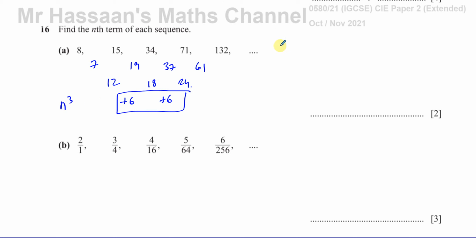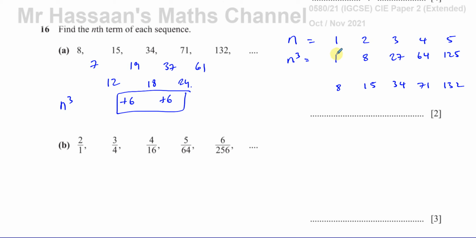So I'm going to write n equals 1, 2, 3, 4, 5. We have 5 terms. I'm going to write n cubed. 1 cubed is 1, 2 cubed is 8, 3 cubed is 27, 4 cubed is 64, and 5 cubed is 125. Then I'm going to write down our sequence: 8, 15, 34, 71, and 132.